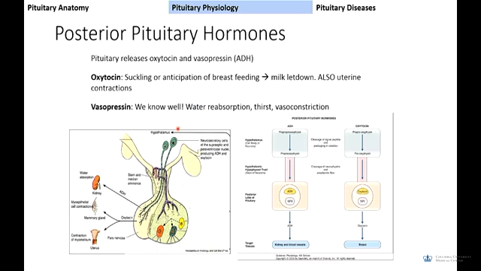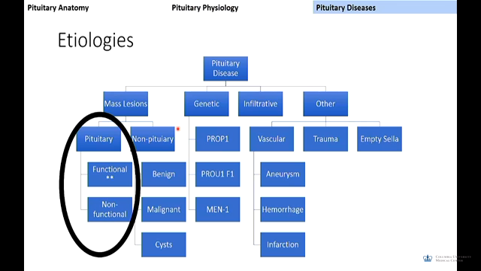Posterior pituitary hormones we'll go through very quickly. Those are just two of them. So we have oxytocin, which is released for milk letdown. It's also released during birth to cause uterine contractions. Vasopressin we know pretty well, but it's involved in water reabsorption, thirst, and vasoconstriction, so to raise blood pressure.